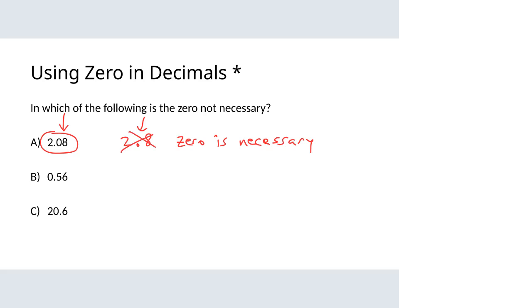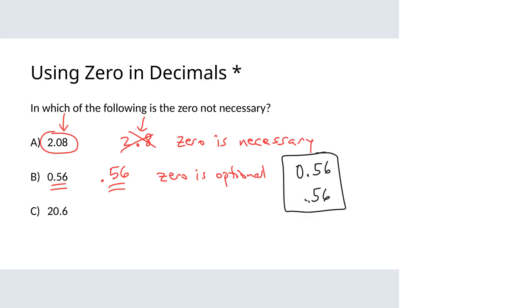In the second one, 0.56, if you wrote that as .56, this is 56 hundredths, this is 56 hundredths. In that case, the zero is optional. I tend to write it, especially in class like this, just to make sure that you can see where the decimal point would be. You know, if I were going to write that number, I'd probably put 0.56, because if I wrote .56 and the decimal point didn't show up, it could look like 56. But either one of these is perfectly appropriate for writing 56 hundredths.